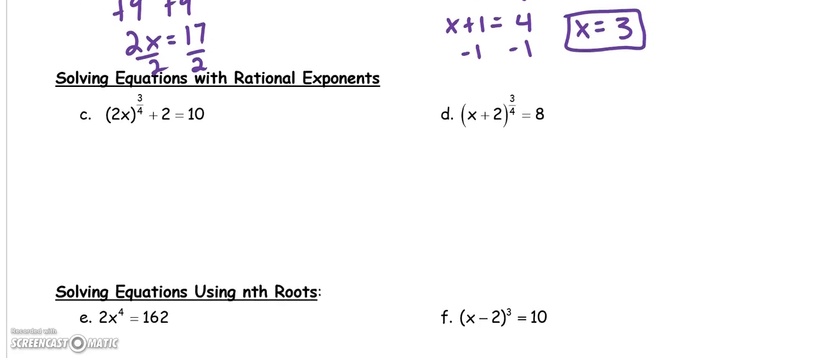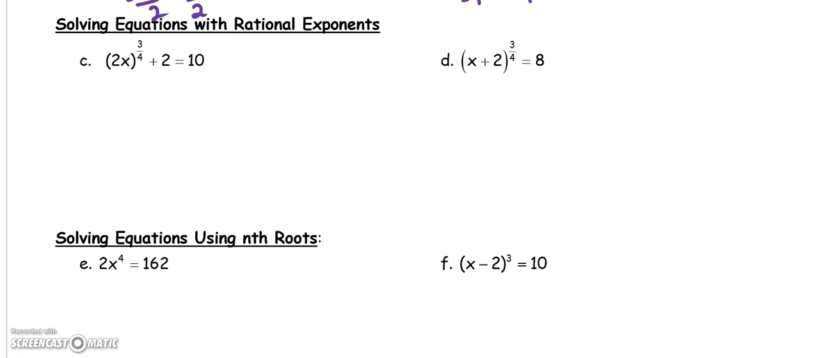Alright, now let's look at the next section here, solving with rational exponents. When we have rational exponents, we're going to be trying to get whatever's being raised to that power by itself first, and then I'll show you how to get rid of that. So if we look here, the 2x is being raised to the 3/4, so we need to get rid of this 2. So I'm going to subtract 2 from both sides. So we've got 2x to the 3/4 equals 8.